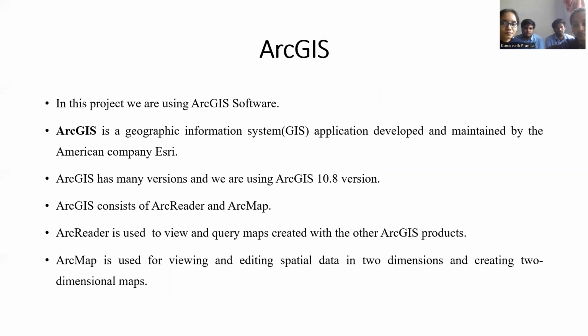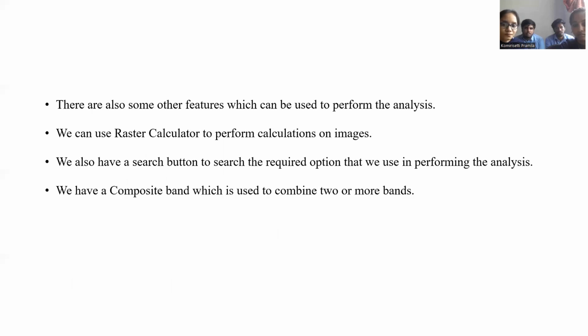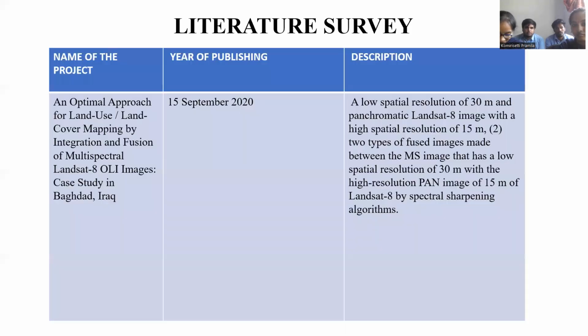Data in 2 dimensions, and creating the 2 dimensional maps. There are some other features in the ArcGIS platform which are used to perform the analysis, such as the raster calculator, which performs calculations on images. We have also a search button to search the required option, and we have a composite band tool which is used for combining 2 or more bands.